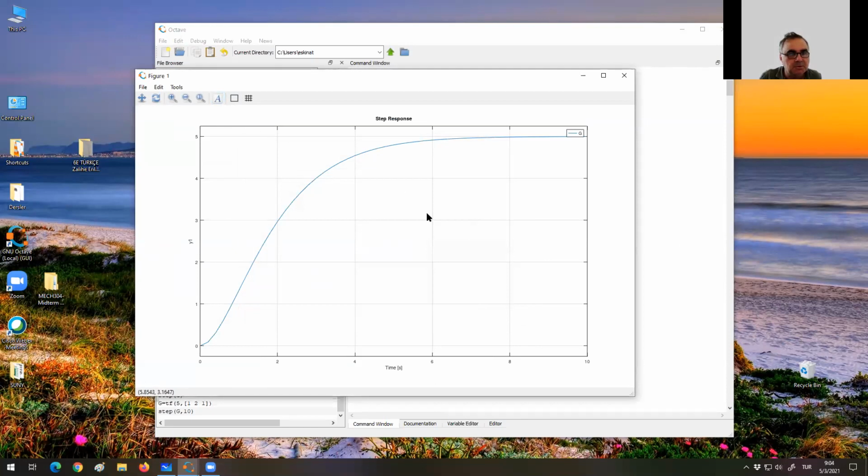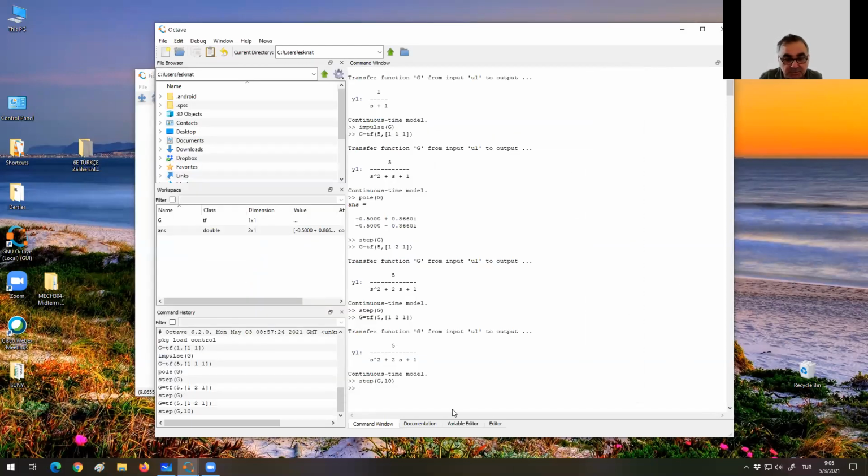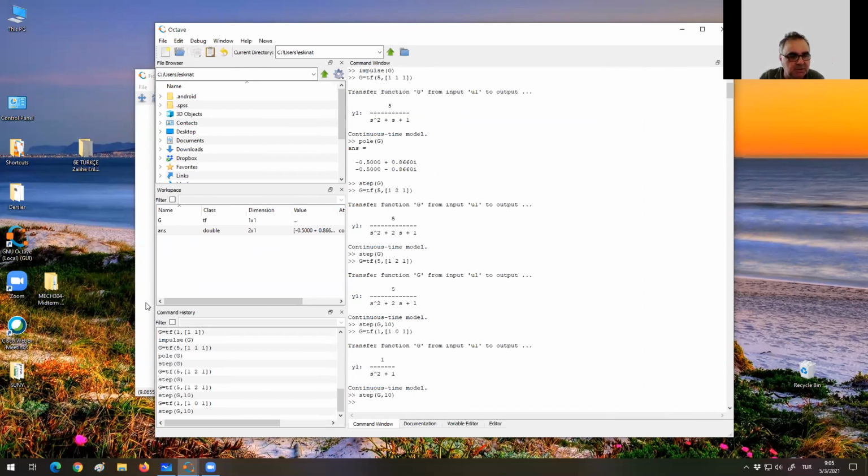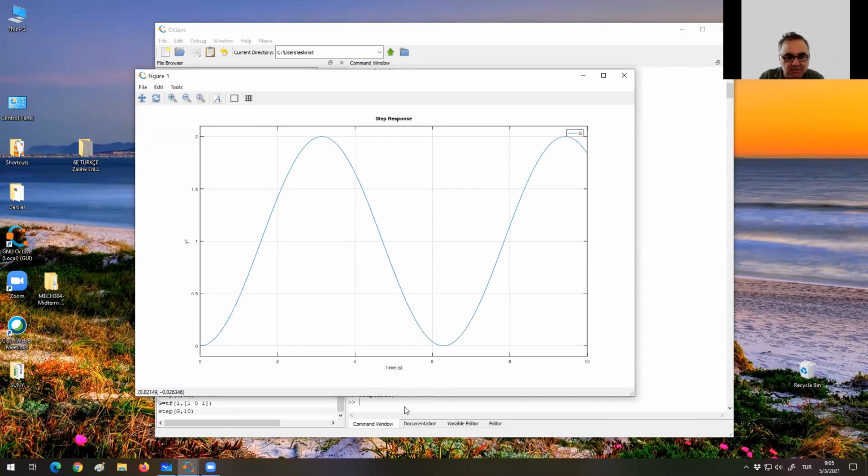Okay, we have a critically damped system response. Its steady state gain is 5, and it settles in about, I don't know, 8 seconds or something. We can change this. For example, we can have 1, 0, 1, which is s squared. Let's say this is 1 over s squared plus 1. This is an undamped system. If you look at the step response of this system now, this is what we get.